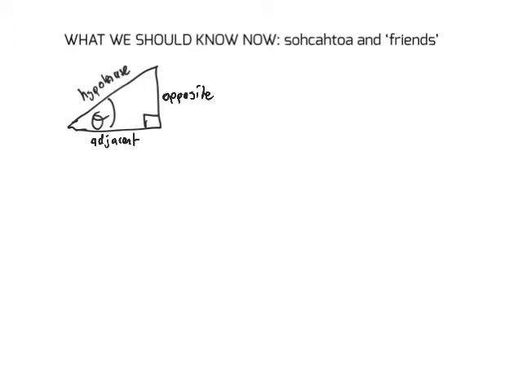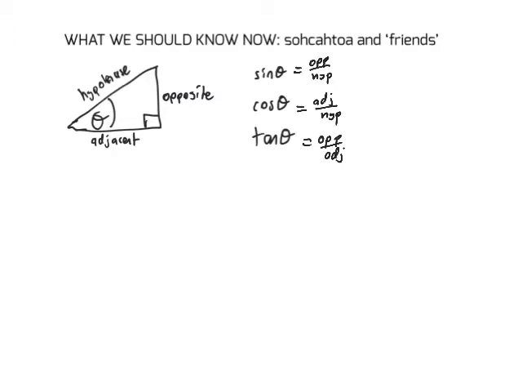Now from there I can create essentially three different ratios. These ratios are sine theta, cos theta, and tan theta. Sine theta is the opposite over the hypotenuse, cos theta is the adjacent over the hypotenuse, and tan theta is the opposite over the adjacent. Well, what actually are these? They are literally just ratios.